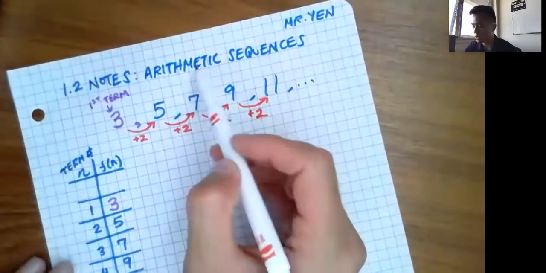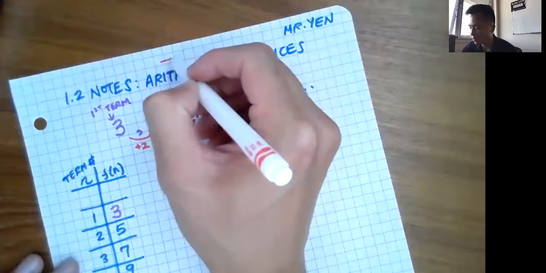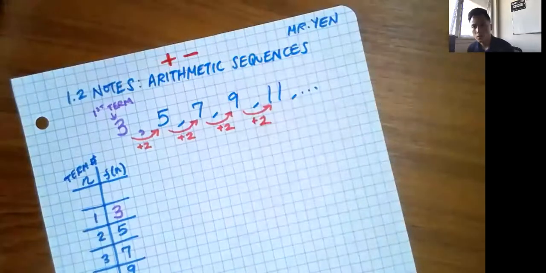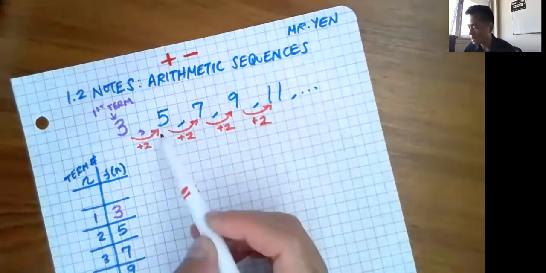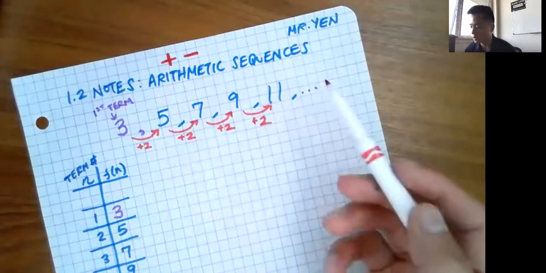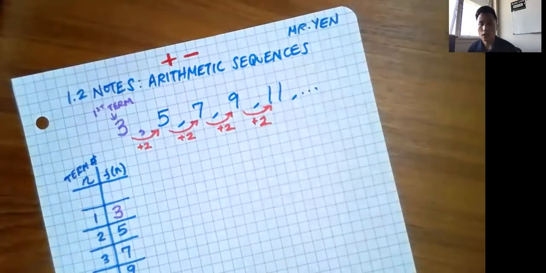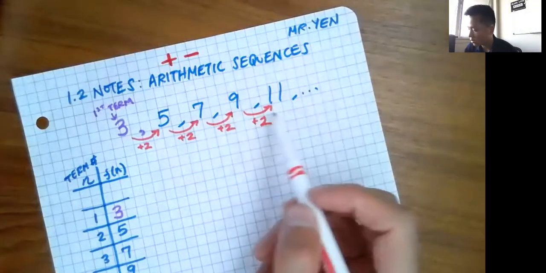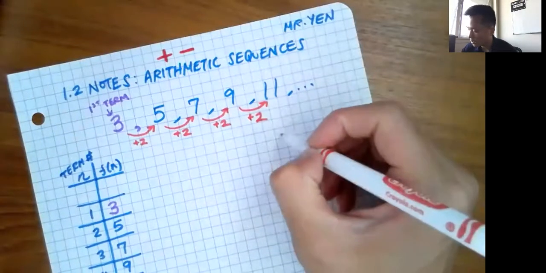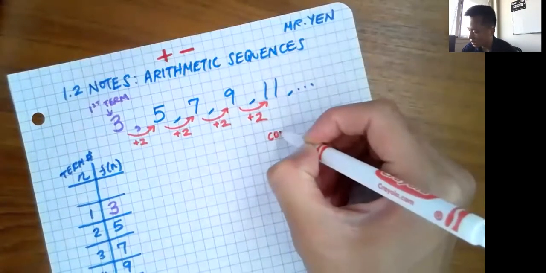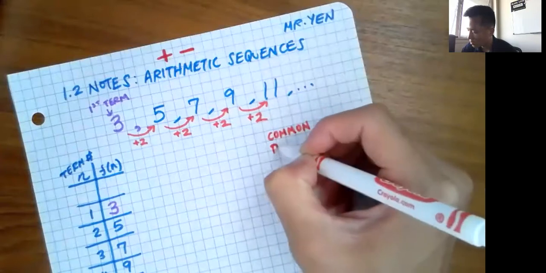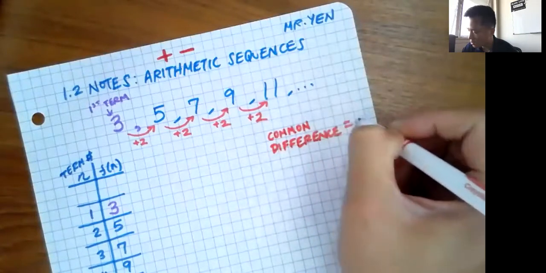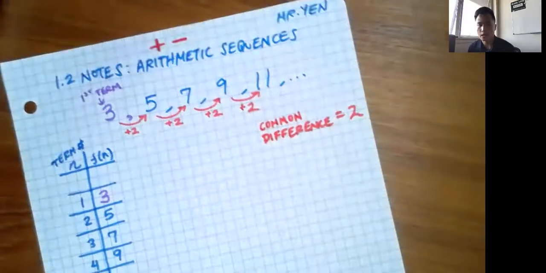So above the word arithmetic, or below it, wherever you have space, I want you to put a really big plus sign and a really big minus sign. So anytime you have a sequence where you're adding the same number between each term or subtracting the same number between each term, that's when it's considered an arithmetic sequence. And this amount that we're adding between each term, we call that the common difference. So I'm going to write here, the common difference in this sequence is equal to 2, because that's what's being added each time.